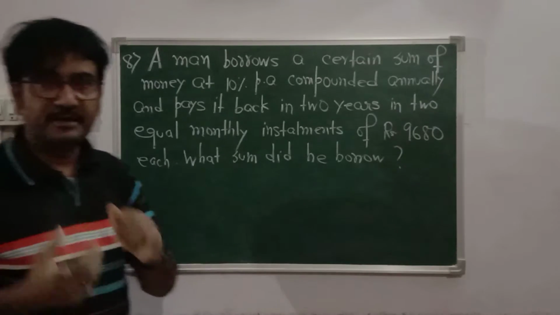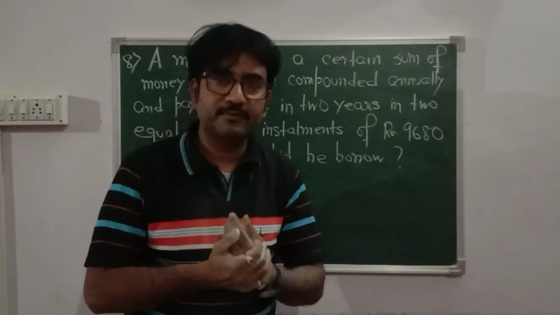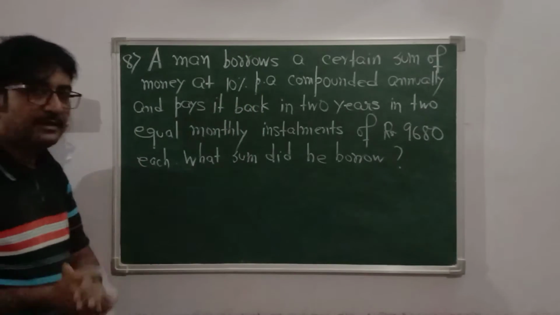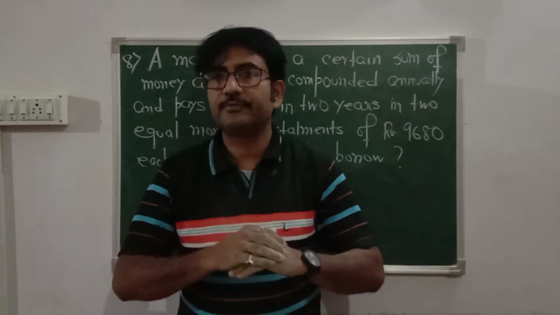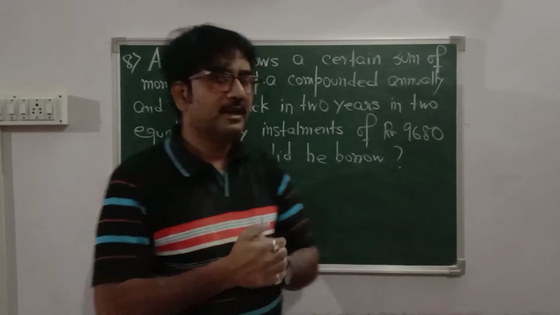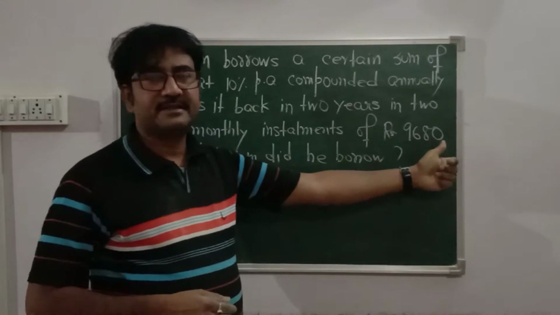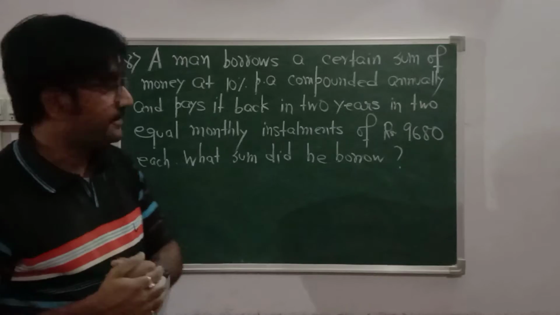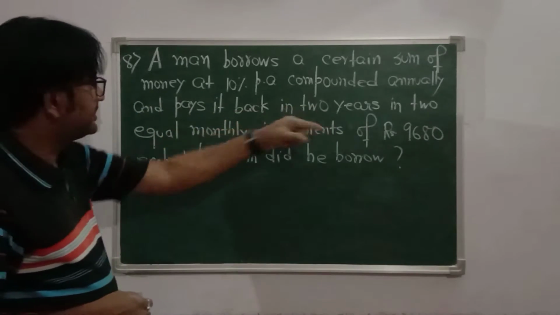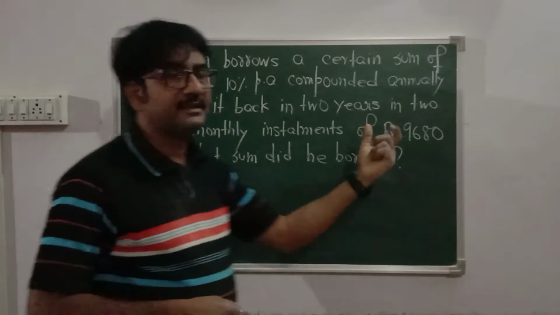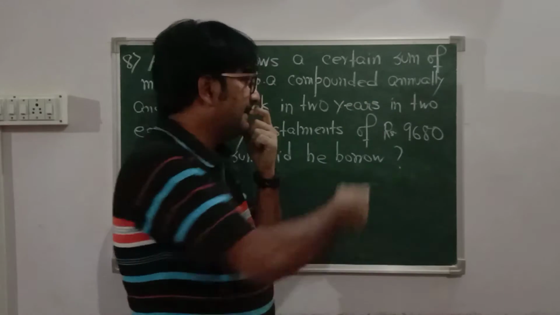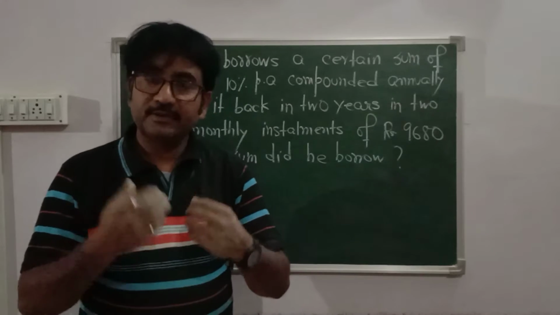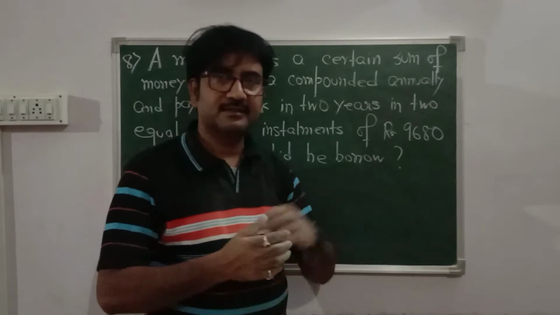Whatever sum he borrowed, he cleared his loan by paying it in 2 equal installments of rupees 9680 each. So, what is to be done to find the sum? You have to assume that sum to be any particular value, P or x, and then find the amount of the first year. From that amount you have to deduct 9680, because he pays 9680 each year to clear his debt. That means in the first year he repays 9680, and similarly in the second year the final amount that you get is equal to 9680.